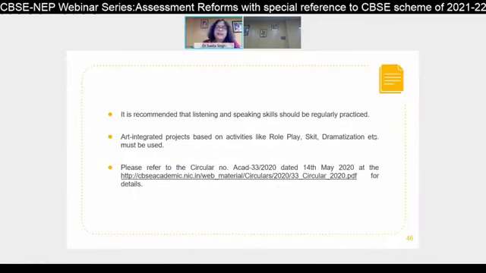Now, listening and speaking skills should be regularly practiced. It is not a one-time assessment. These are skills which are developed over the academic session. So the activities which you do in the classroom, during the online or offline classroom, whichever is applicable, are to be used where you can give ample opportunities for development of listening and speaking skills of students. We have already issued a circular on 14th May 2020 that art integrated projects based on activities like role play, skit, dramatizations can also be used for these activities.